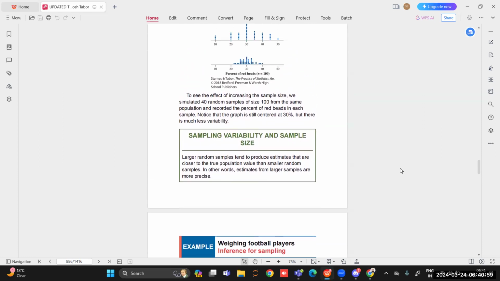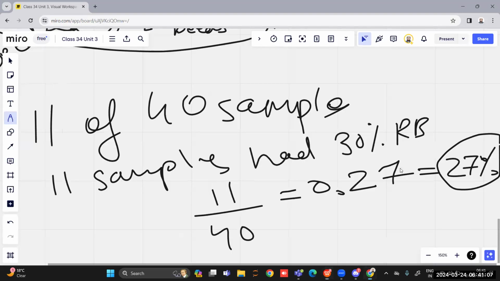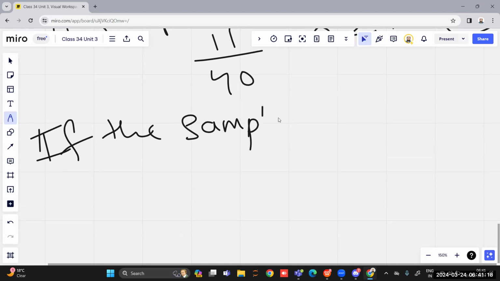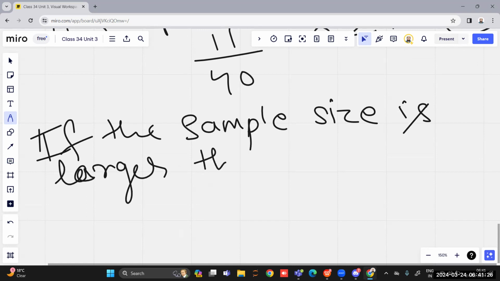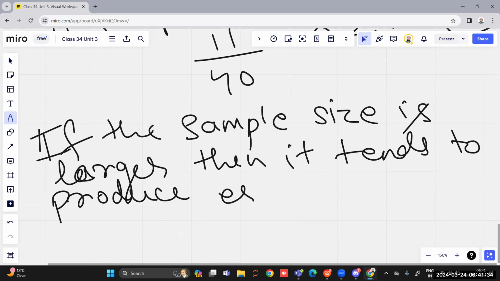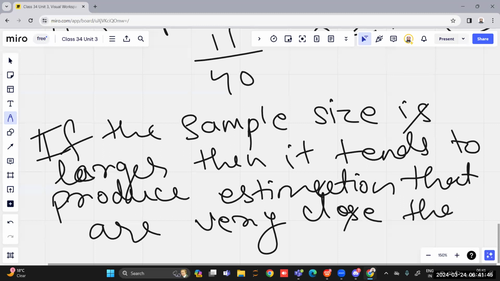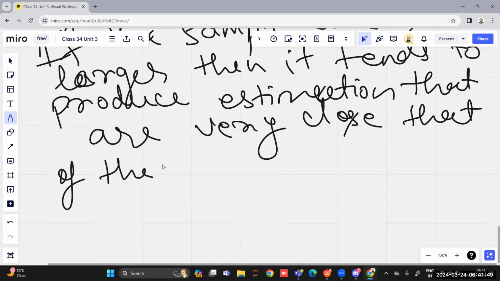So that's sampling variability and sample size. Larger random samples tend to produce estimates that are closer to the population. It means that if the sample size is larger, then it tends to produce estimates that are very close to that of the population.